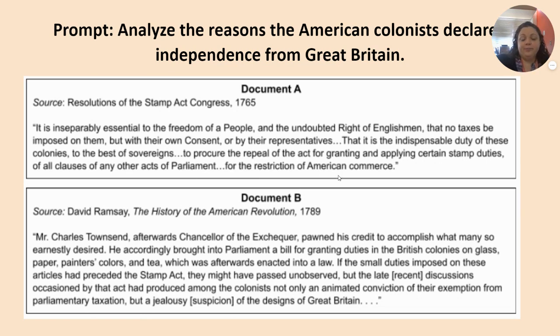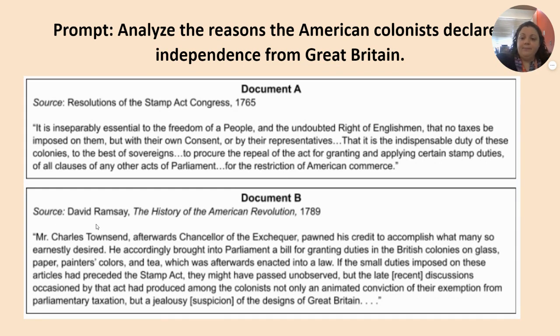American commerce. So this document has two emphases. It's basically saying Britain cannot tax the colonies without representation, and that these taxes are preventing commerce. They are becoming a burden, that this tax is a restriction on the American economy. Okay, so we're seeing a political note and an economic note.